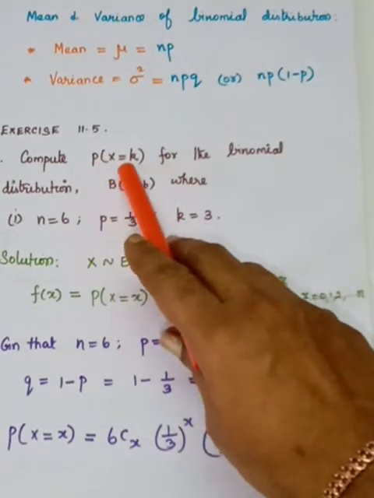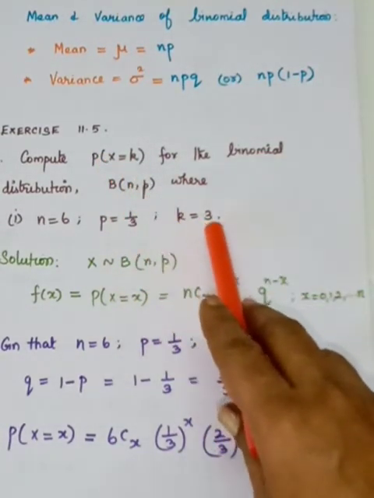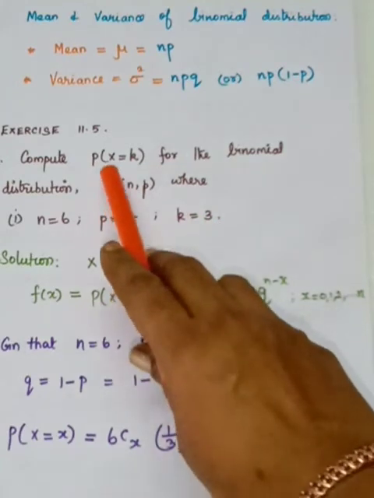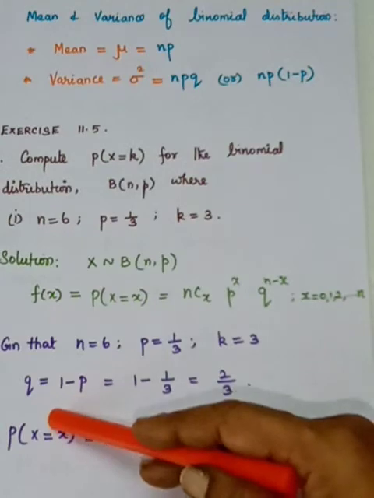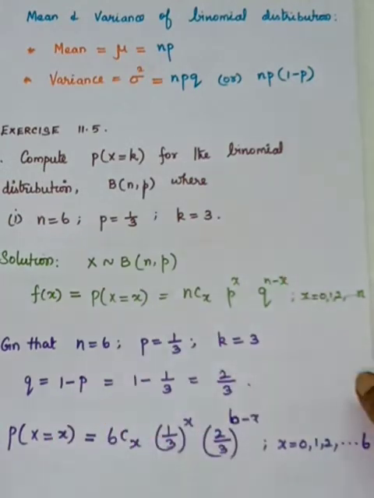Here, what is asked? P of X is equal to k. In the first subdivision, what is k? It is 3. So P of X is equal to 3 is asked. So in place of small x, you have to substitute 3.